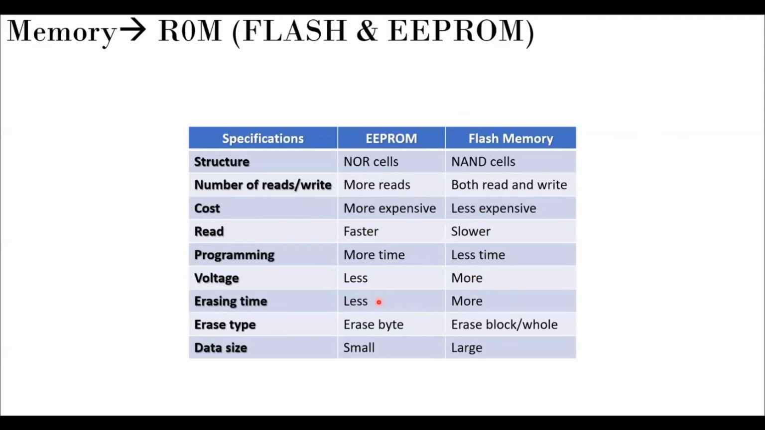Erasing time, I have a beautiful slide on the next one, which actually shows the erasing difference between EEPROM and flash memory. Because this one is erased byte by byte, so it takes a lot of time. This is erased as a block or a wall. You can actually sweep it as a wall, okay? So that is it. Data size, typically EEPROMs are small and these are large.